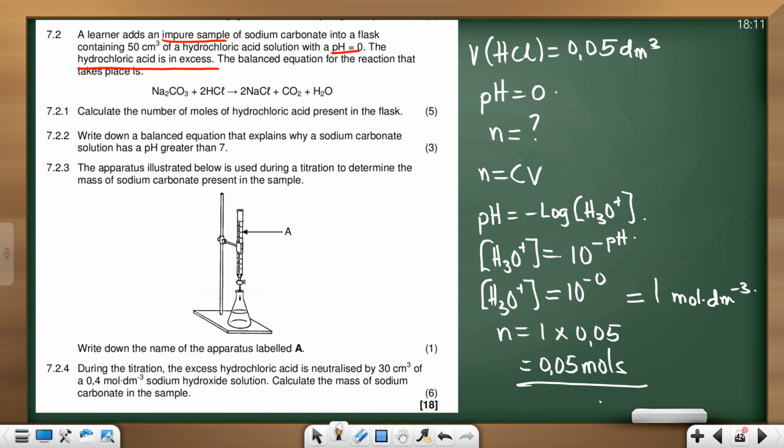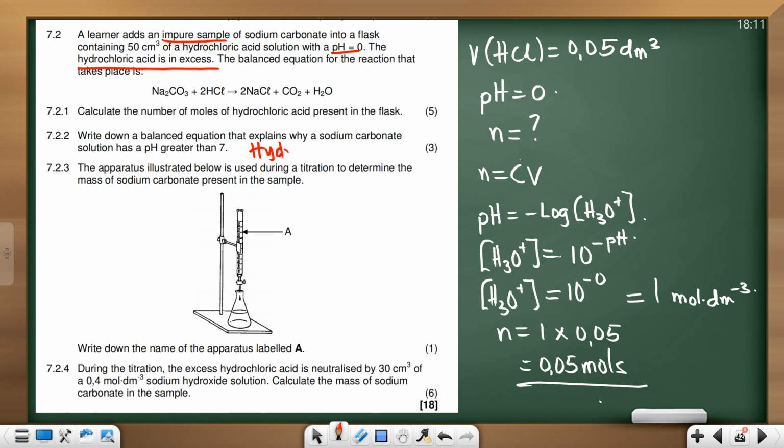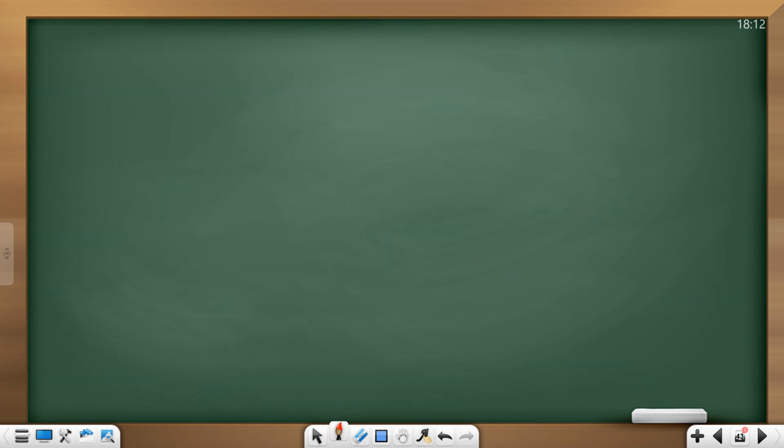Write down a balanced equation that explains why sodium carbonate solution has a pH greater than 7. That is actually hydrolysis. Hydrolysis. You're welcome, Nana. Tandiswa, I saw your question, I'll answer you. Hydrolysis of sodium carbonate. Let's see. Why should it have a pH greater than 7? Hydrolysis means there must be water involved, and it's a reversible reaction.